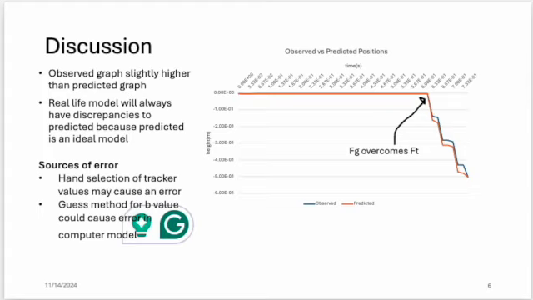So here is the graph of the observed data versus the predicted data. You can see that the observed graph is more or less the same as the predicted, with the observed graph being slightly higher. The real-life model will always have some discrepancies since the computational model is the ideal scenario with elements that the user manually inputs. Some sources of error could be that since I was clicking the points on Tracker, there could have been some human error there. And because I used trial and error to find B, that could also create some error in my drag force value.